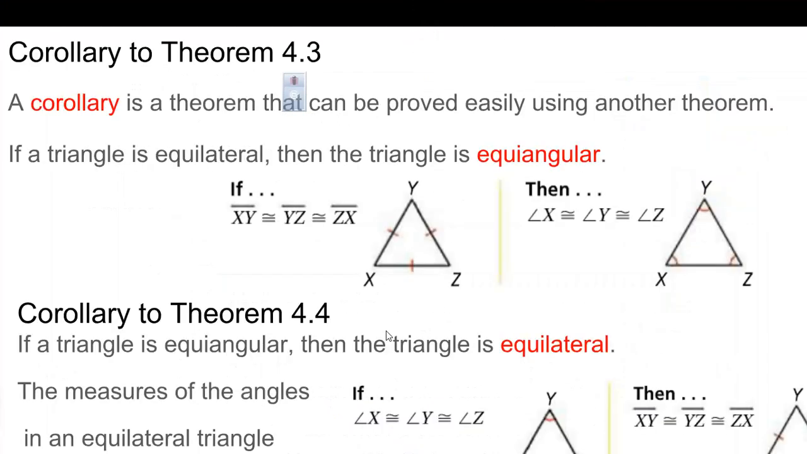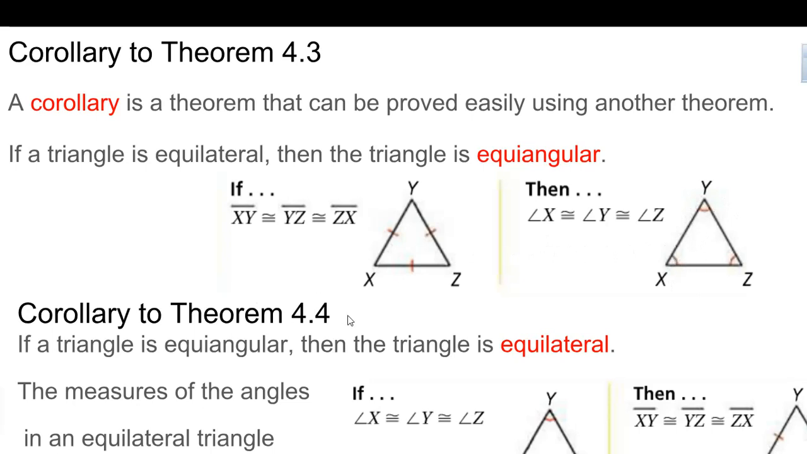All right, now a corollary. A corollary is a theorem that can be proved easily using another theorem. So we're going to prove these two theorems about equilateral triangles based upon the theorems we used to prove isosceles triangles. So if a triangle is equilateral, then the triangle is equiangular. So earlier we said if in an isosceles triangle we had two congruent sides, that the angles across from those sides would be congruent. So if all three sides are congruent, then all three angles must be congruent, which means that they're all going to be the same measure.